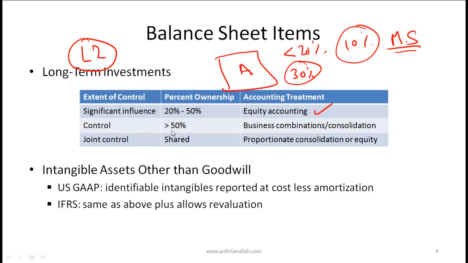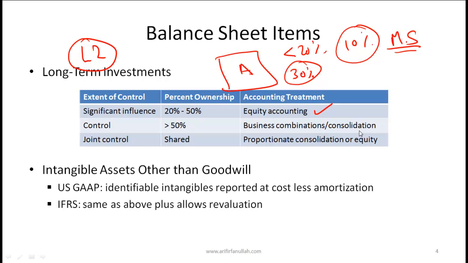On the other hand, if company A owns let's say more than 50% of company C, and this implies that company A has control over company C, then the accounting method that is used is called the business combinations method or consolidation method.